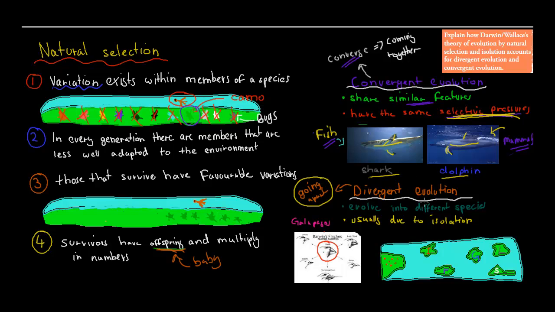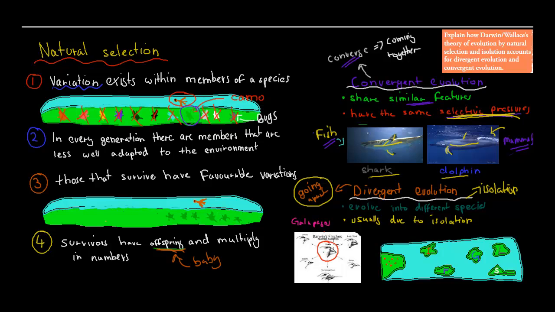And that usually happens due to isolation. So if one species is there initially, but then we have a split, maybe we gave the example of an earthquake, and now you have two separate islands, two separate areas, and both those species live in isolation, and over time they become different species. And the example we use is the Galapagos Islands.